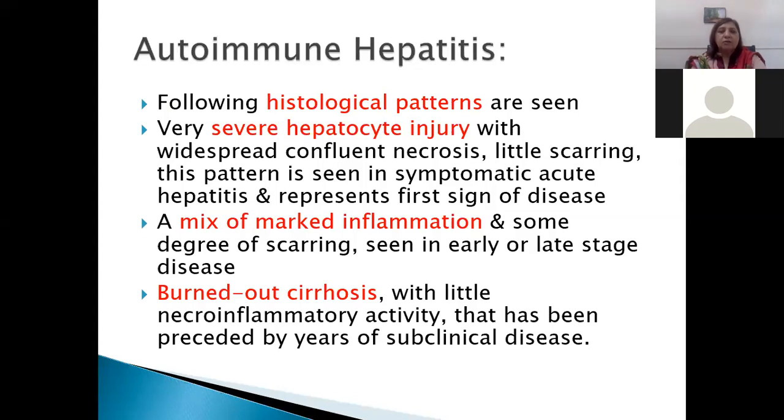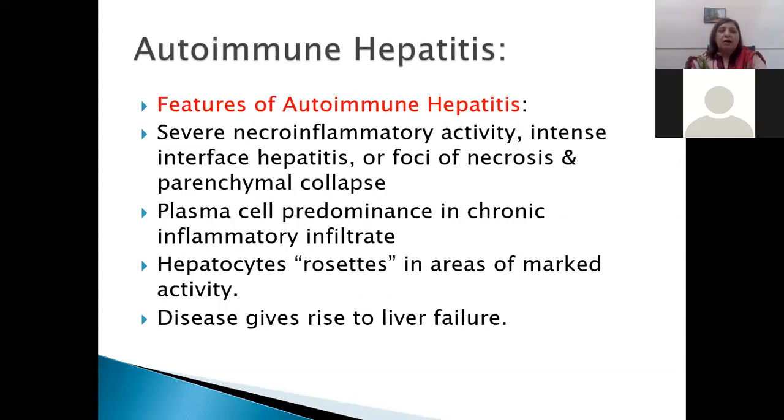Or then comes the burned out cirrhosis with little necroinflammatory activity that has been preceded by years of subclinical disease. So you can see a severe necroinflammatory infiltrate, or you can see interface hepatitis, focal areas of necrosis and parenchymal collapse, which I have just explained to you. Plasma cell predominance is seen, hepatocyte rosettes can be seen, and this disease can give rise to liver failure.